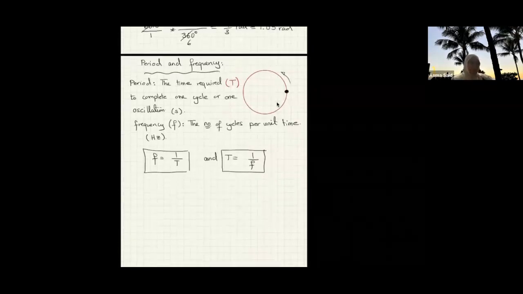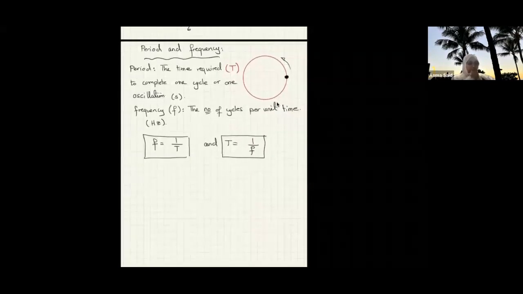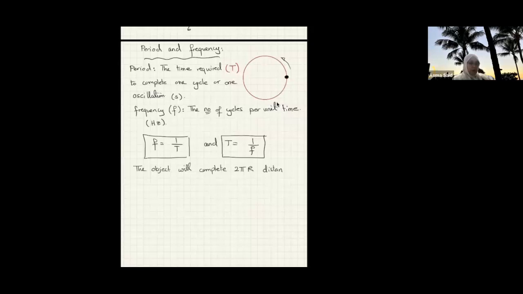Also, I can say something like this: the object will complete 2 pi r distance. Why? Because if this is the center of the circle, then it's going to go over the circumference of the circle that has a radius of r. The circumference of the circle is 2 pi r.